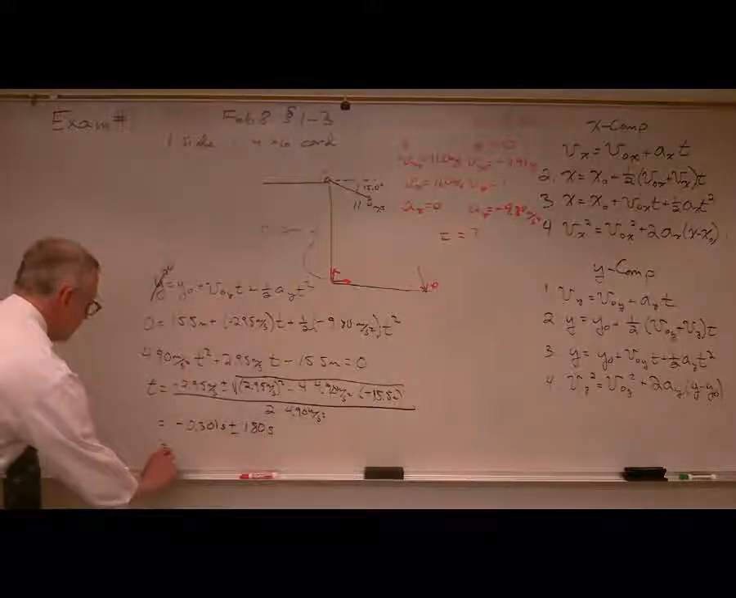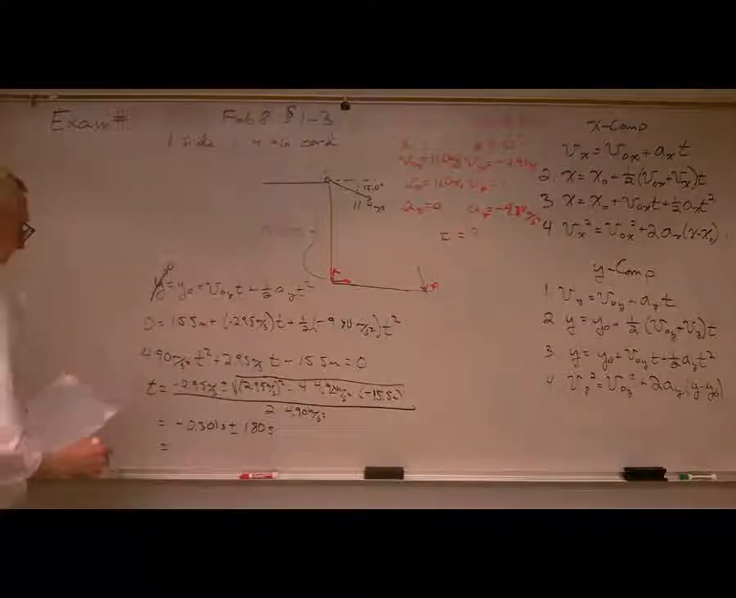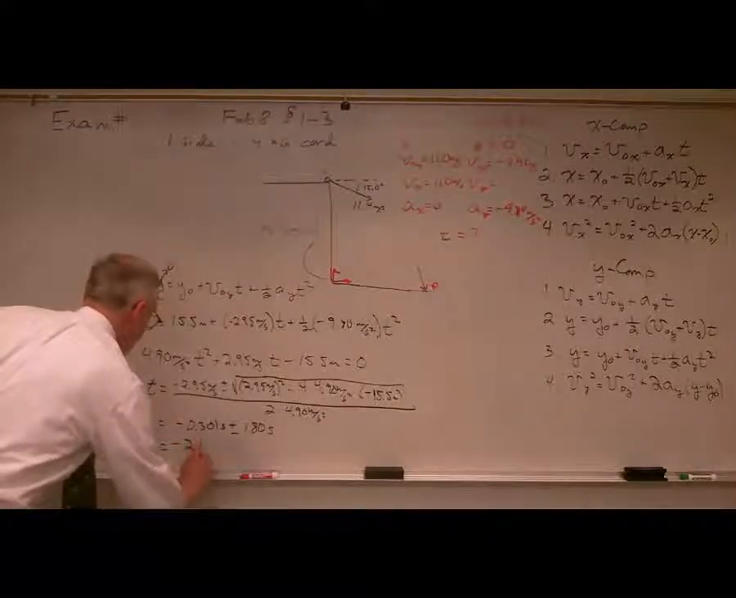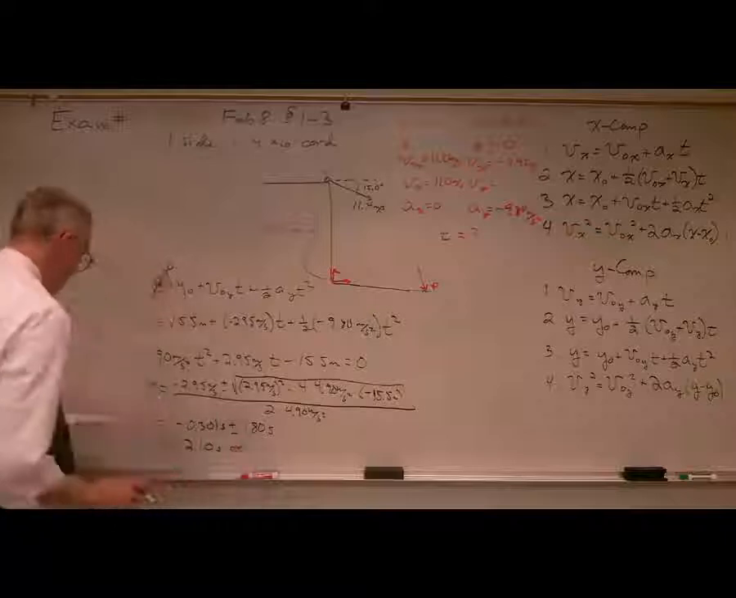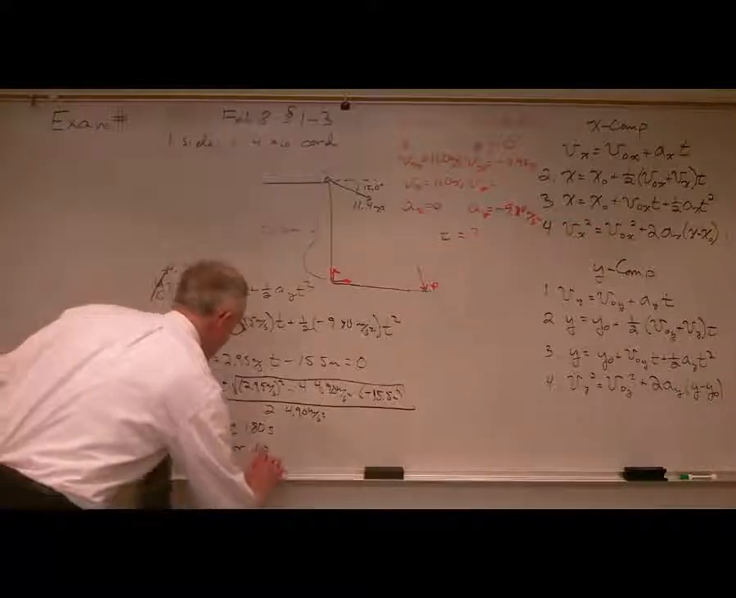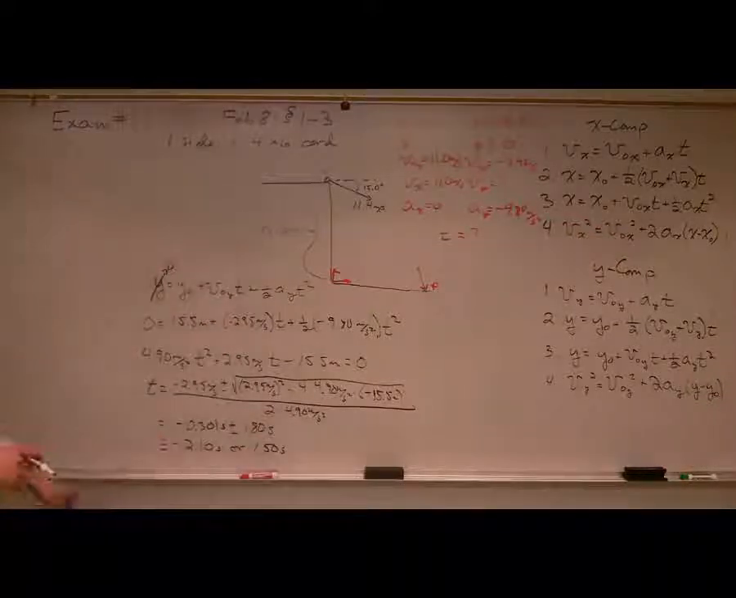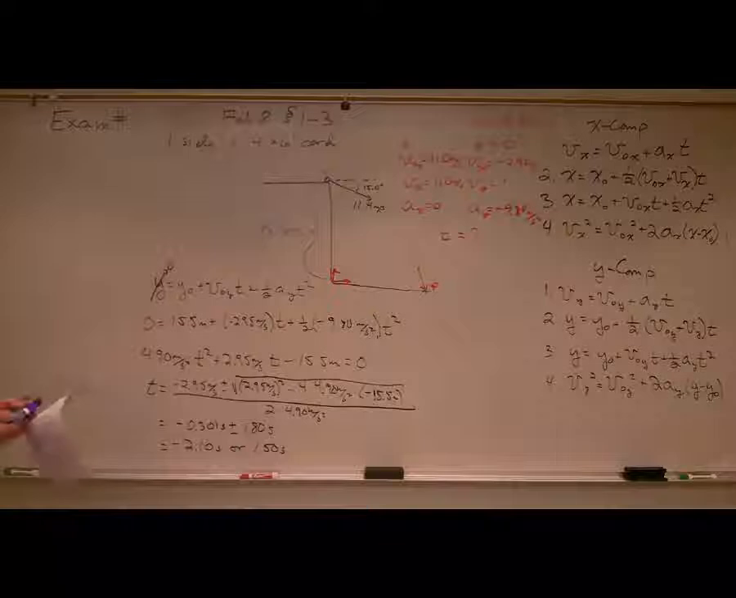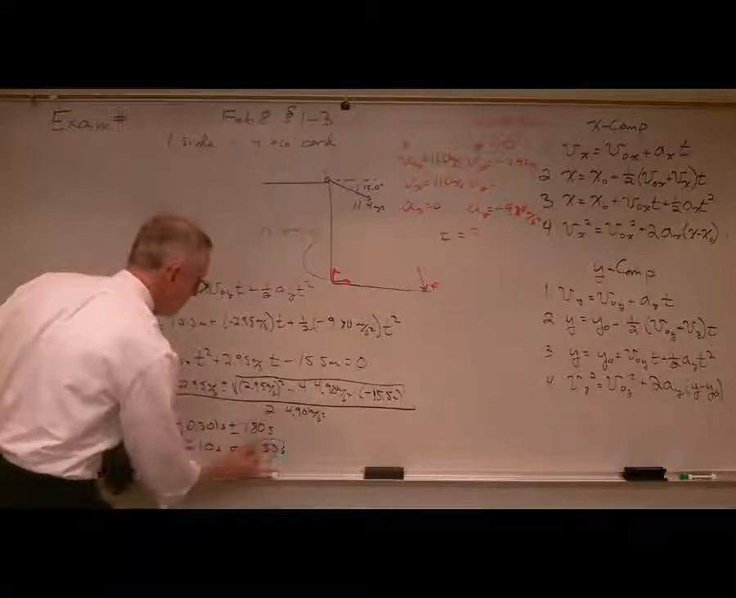We evaluate that, plus or minus, and what do we get? We get negative 2.10 seconds, or 1.50 seconds. Okay, now what answer do we want? Well, we want the positive answer, the 1.50 seconds. So there's the time that we want.